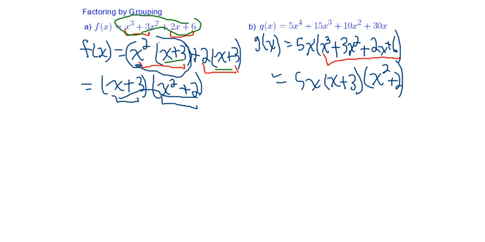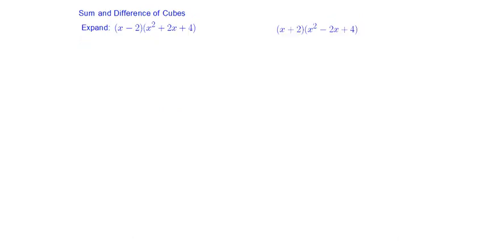Let's look at a second set of examples. And we're going to do this one as what are called sums and differences of cubes. We're going to start by doing the opposite. We're going to expand instead of factoring, because this one is going to help us find a pattern. So we're going to expand this, and when we expand this, we're going to multiply everything in the one set of brackets by everything in the other set.